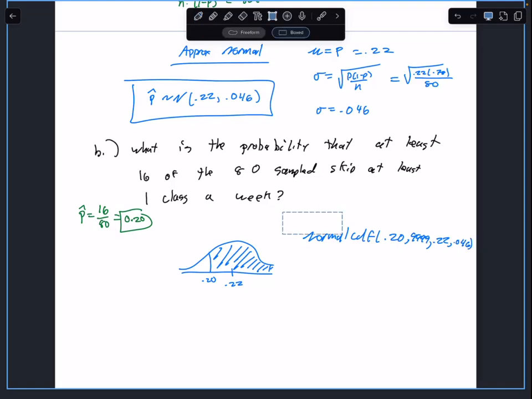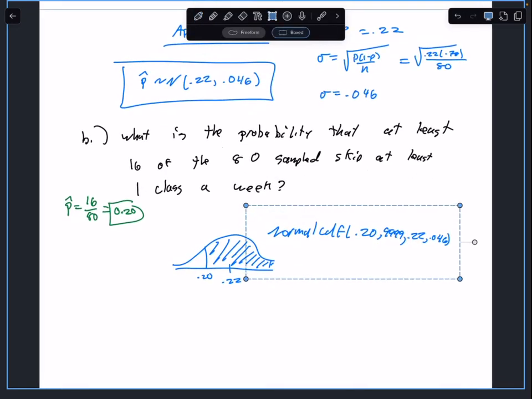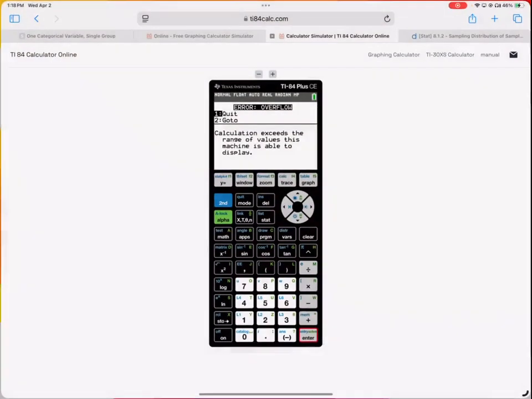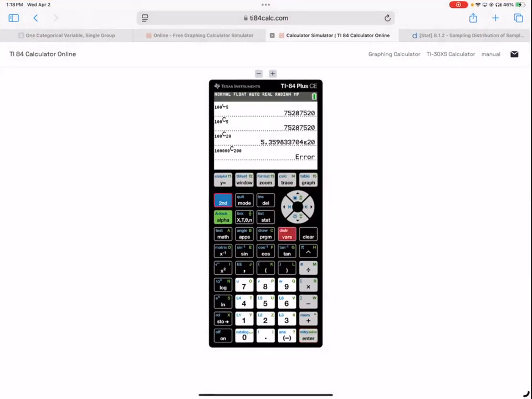Now I did say that very quickly because that's what we did beforehand. You should understand by now that 0.22 here represents the mean. The 0.046 is the standard deviation that we just found in the previous piece. And this is telling me the area above 0.2. Clear, second vars, normalcdf, 0.2, 9999, 0.22, 0.046, paste, enter. 0.668.